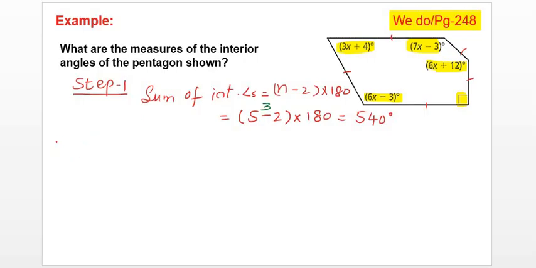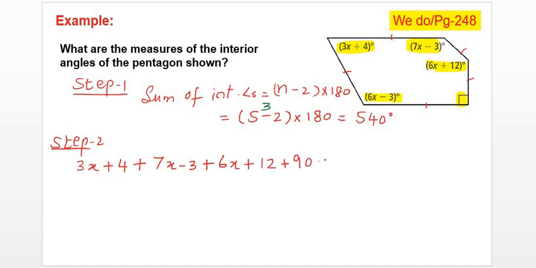But which angles will be added? In step 2, you will add the values of all of these angles. The first one is 3x plus 4. The second one is 7x minus 3, the next one is 6x plus 12, the next one is 90, and the next one is 6x minus 3. If I add all these interior angles, their sum will become 540 degrees. Okay, now let's solve it. Better pause the video here and solve the equation.